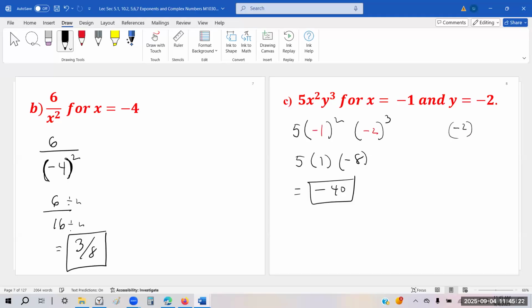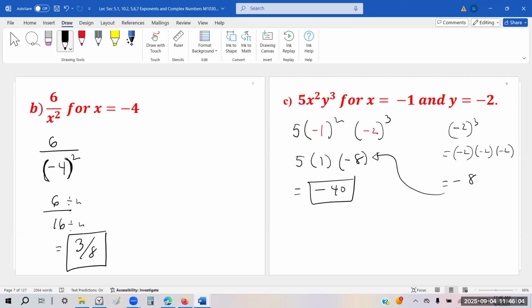So -2 cube means -2, -2, -2. Negative, negative, negative is negative. Guys, there is no phone. Please respect my rules. And then you have 2 times 2 times 2, 8. Negative with odd power is negative. Negative with even power is positive. So here we have -1 squared means -1 times -1 turns into +1.